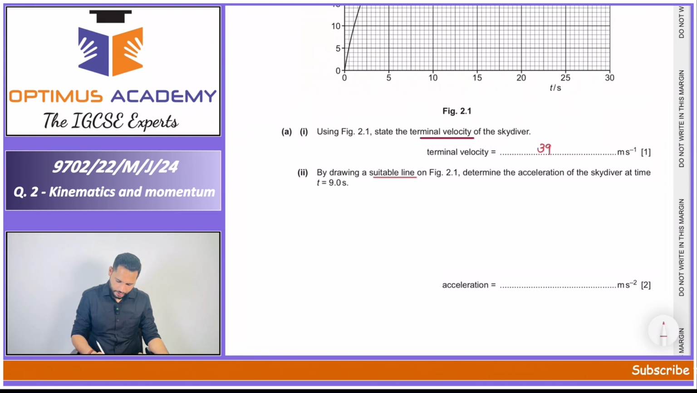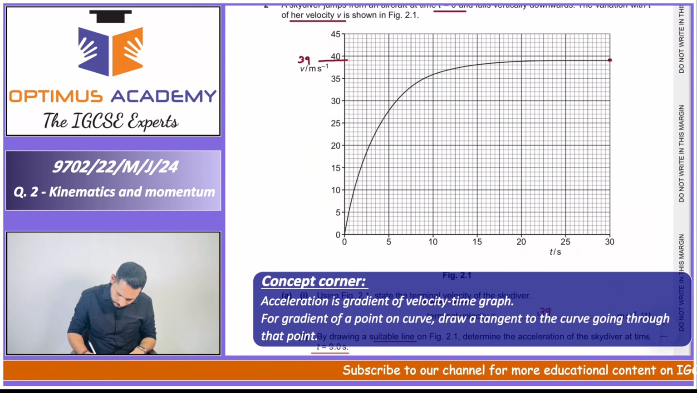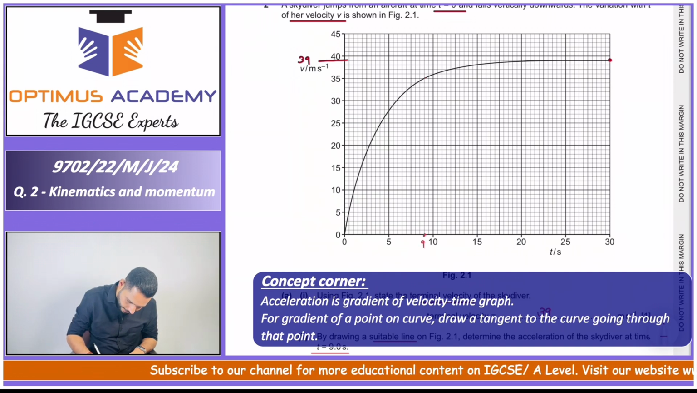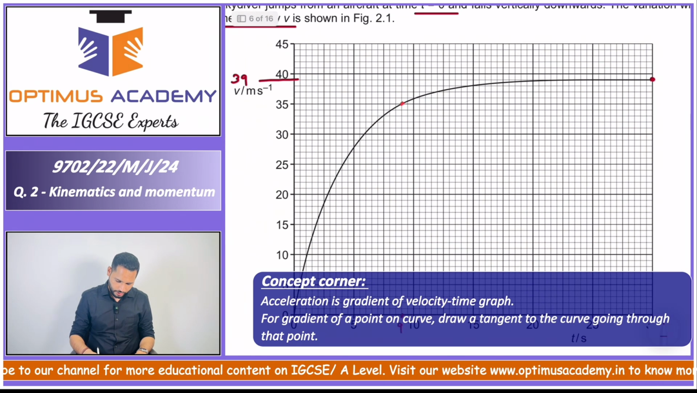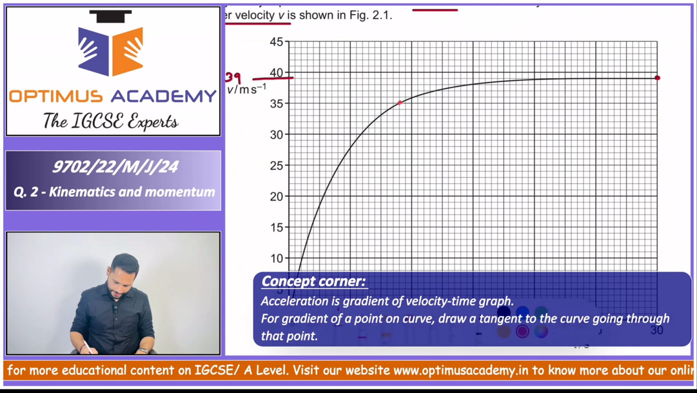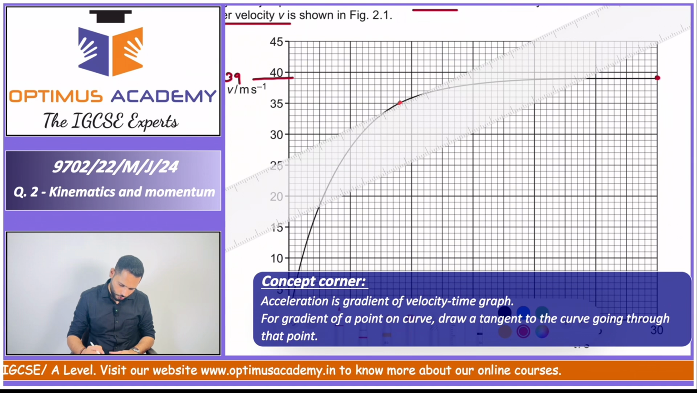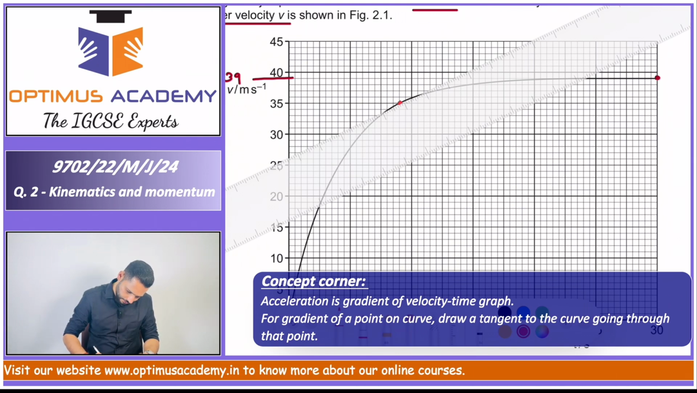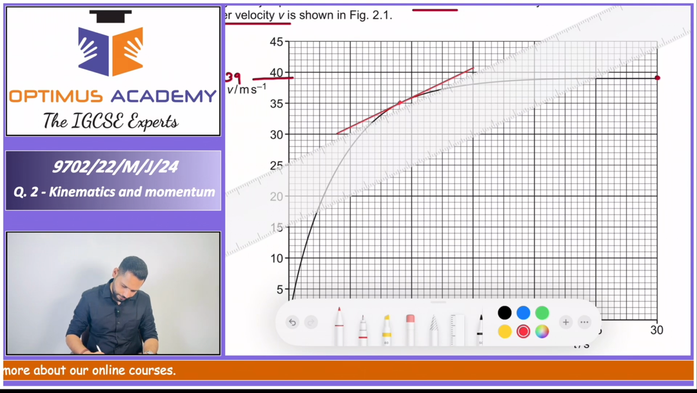The next question says, by drawing a suitable line on figure 2.1, determine the acceleration of the skydiver at t equals 9 seconds. So, we are supposed to calculate the acceleration for t equals 9. Now, t equals 9 comes somewhere here on the x-axis. So, we are supposed to find out the acceleration for this point. Since this point is a part of a curve, to calculate the acceleration here, we will have to calculate the gradient, and for that we will have to draw a tangent to this line. Like this.